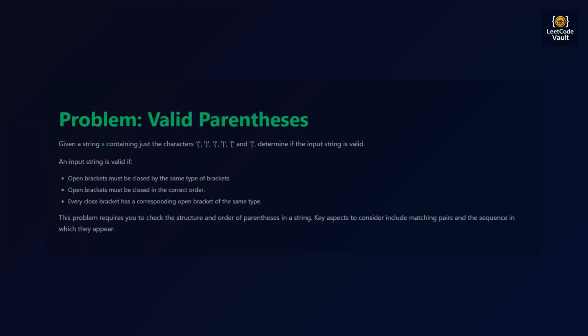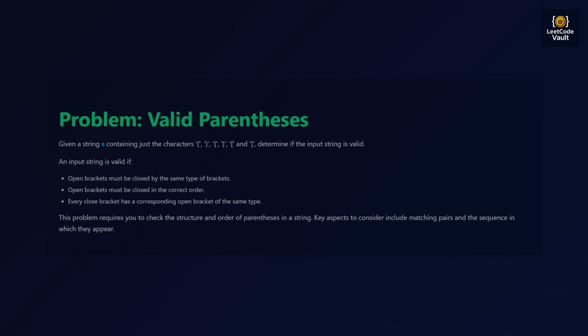Today, we're tackling LeetCode problem number 20, Valid Parentheses. This is a classic problem, often asked in coding interviews, and it's a great way to practice your dynamic programming skills. The problem statement is simple. Given a string containing only parentheses, open and close round brackets, square brackets, and curly braces, determine if the input string is valid. A valid string means that every opening parenthesis has a corresponding closing parenthesis of the same type, and they are nested correctly.